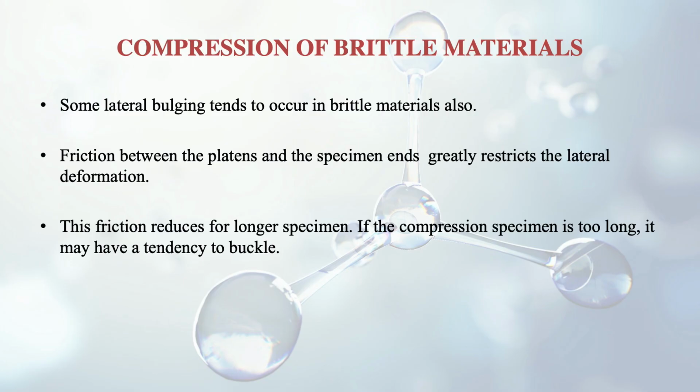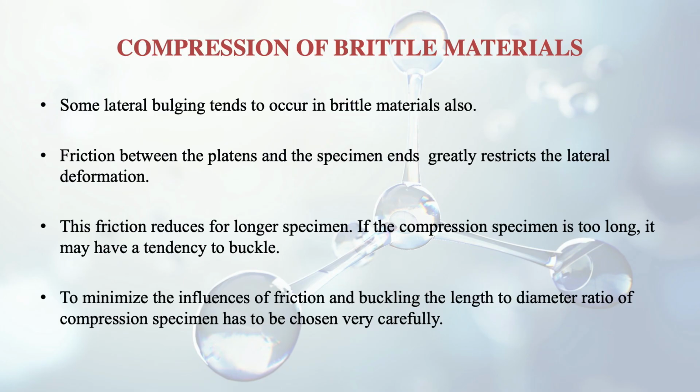This friction reduces for a longer specimen. If my specimen is very long, then this friction will reduce. And one more thing can happen: if it is too long, then there will be a tendency to buckle. Buckle meaning it can bend. Suppose a vertical column is there, and the load is coming from the top through its axis, then it buckles or it bends. So that is what buckling is.